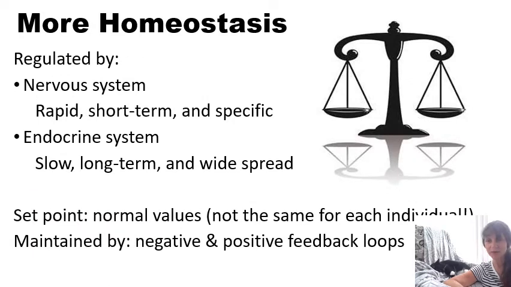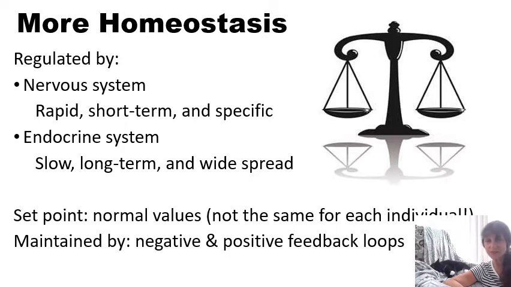Homeostasis is regulated by two body systems. The nervous system delivers short-term, rapid, specific effects, whereas the endocrine system has a much longer-term, widespread, slower effect on the human body. You'll be learning more about the endocrine system in AMP2.